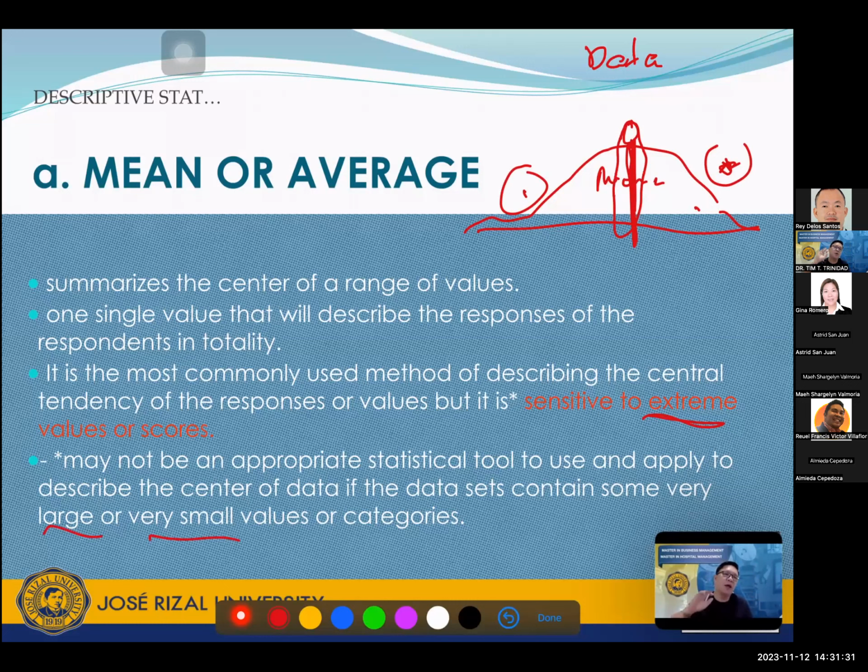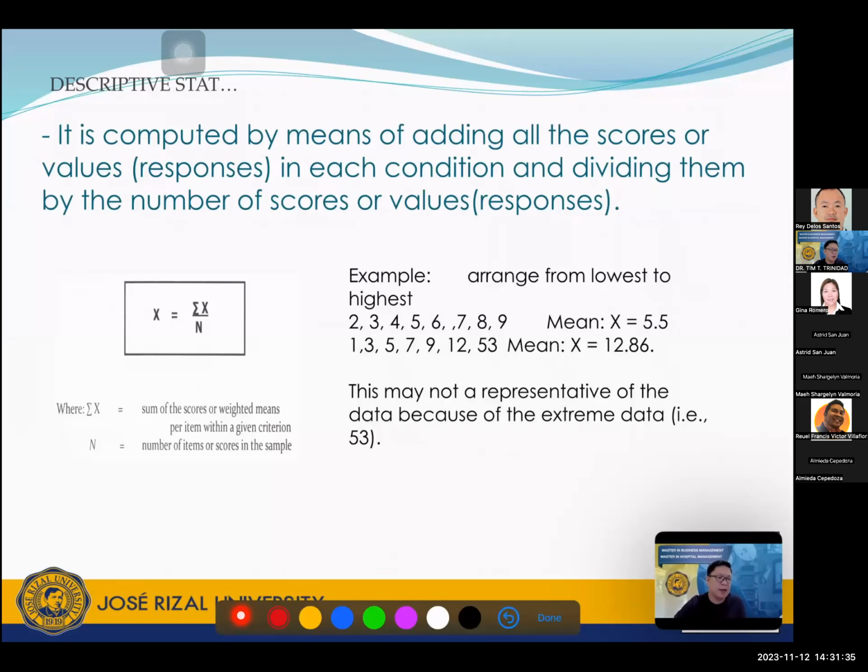So you will consider other types of measurement, like your mode or the median. So how are you going to compute your mean? It is computed by adding the scores or values or responses in each condition and dividing them by the number of scores, values, or responses. Example: 2, 3, 4, 5, 6, 7, 8, 9. What's the mean? You have your Excel or your calculator.